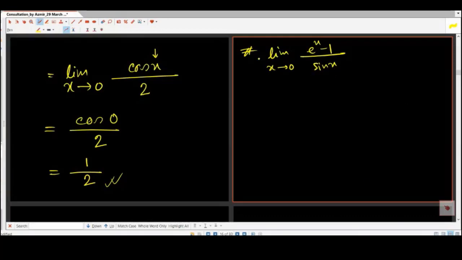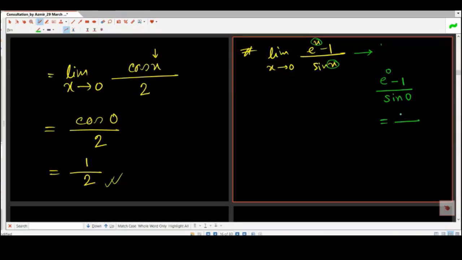So first of all, we have to check whether it is 0 over 0 or infinity over infinity or not. So let's check. Here we have x and here we also have x. These are the locations where we are going to plug the value of x equals 0. So that is e to the 0 minus 1 over sine 0.